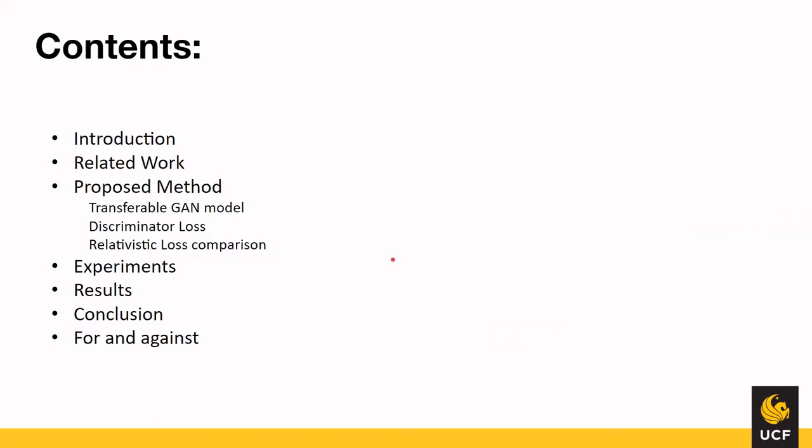We'll be discussing the introduction first, followed by some related work, some proposed methods, such as the GAN model that they use, the discriminator loss that they use for this, which is a derivation of the relativistic cross-entropy loss, some of the experiments that they conduct, results, conclusion, and then for and against.